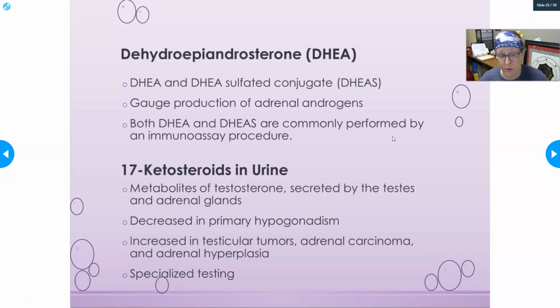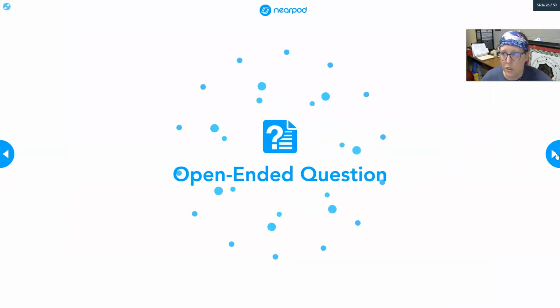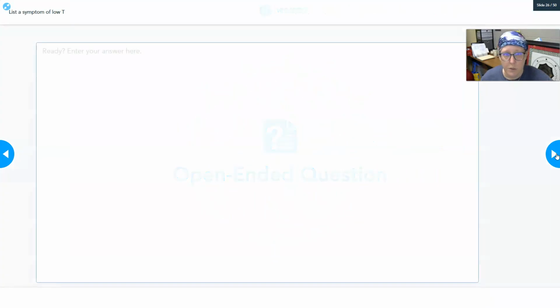17-ketosteroids in urine are the metabolites of testosterone. They are secreted both by the testes and the adrenal glands, because females make testosterone too, and so we have sites of production in both. They are decreased in primary hypogonadism, but increased in testicular tumors, adrenal carcinoma, and adrenal hyperplasia. So this is a specialized, reference lab kind of test.